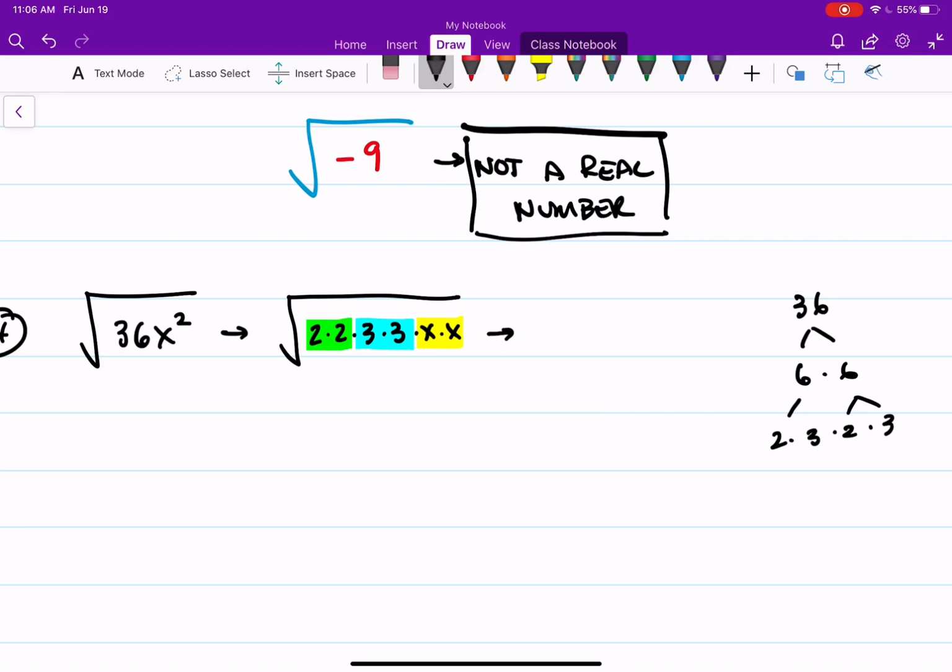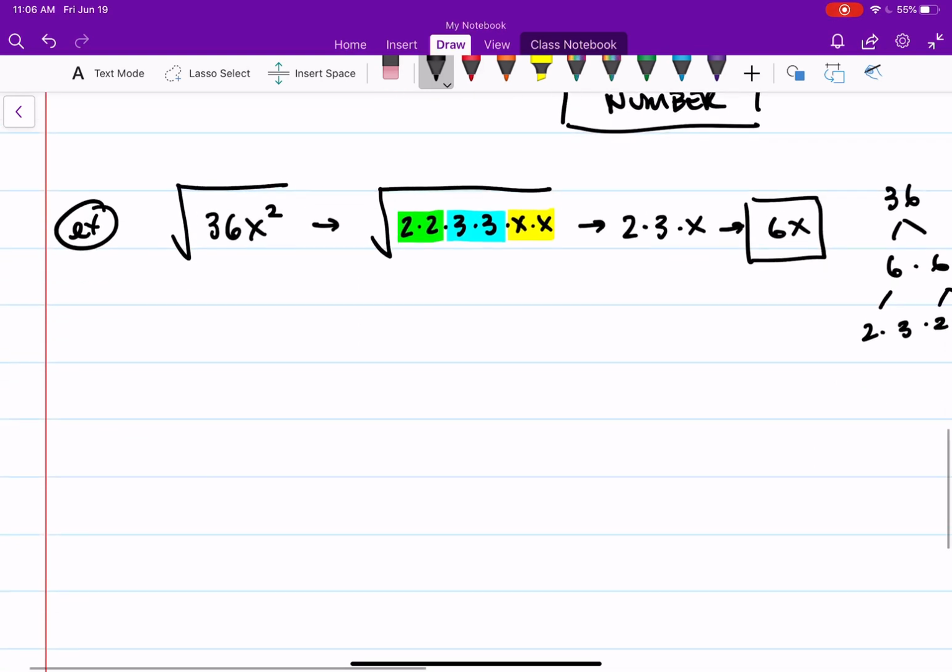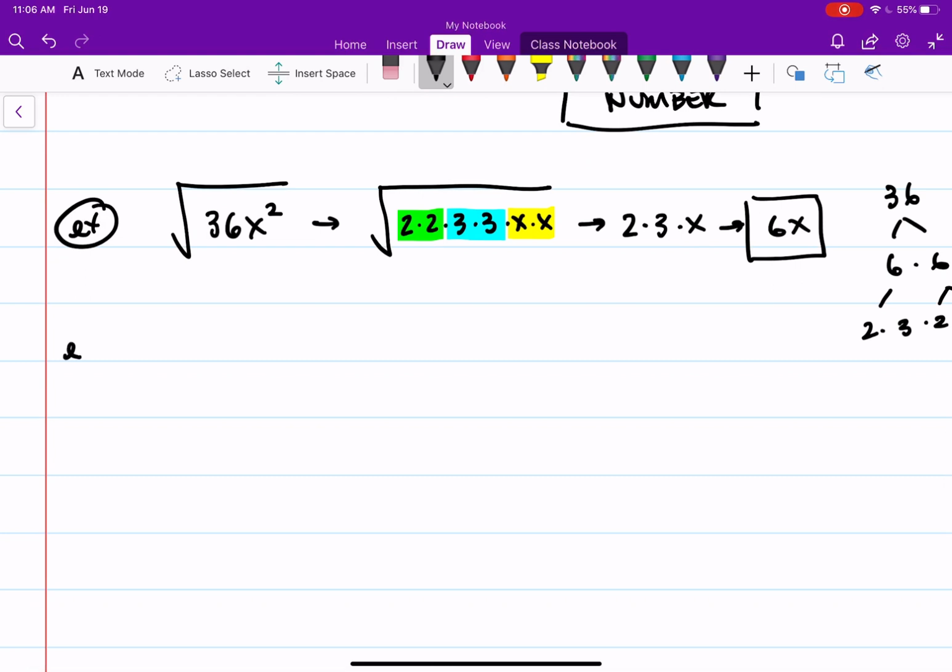So my answer is going to be the 2 comes out, the 3 comes out, and the x comes out. Nobody's left inside the house, so I don't have to draw that house, that radical sign, anymore. Therefore, this is going to be 6x: 2 times 3 is 6, and then the x. All right. So what if we have something like this?